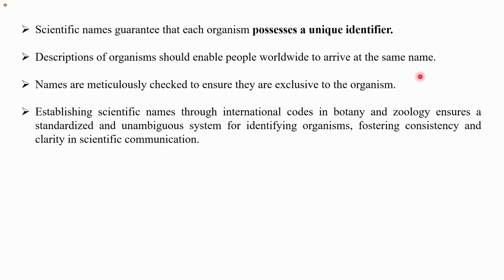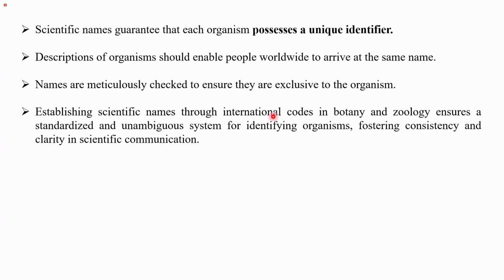So, all the characteristics of the organism should be described in such a manner that if I from India am reading the characteristics of a particular organism and visualizing it, the other person sitting in any other part of the world who is also reading the same characteristics should imagine the same organism. So the description of the organism should be in detail, and it should enable people worldwide to arrive at the same name. So names are meticulously checked to ensure that they are exclusive to the organism. There is no other organism that exists by the same name in any part of the world.